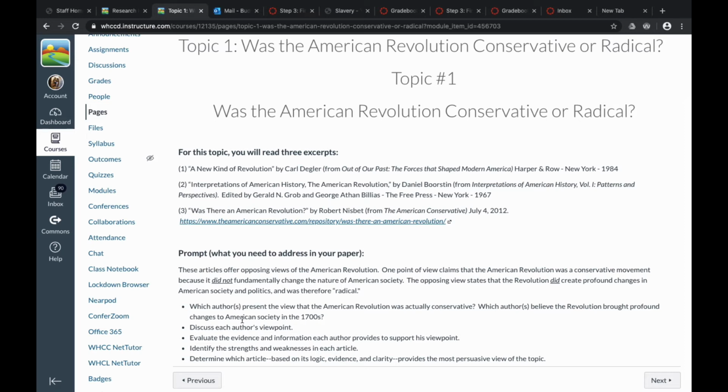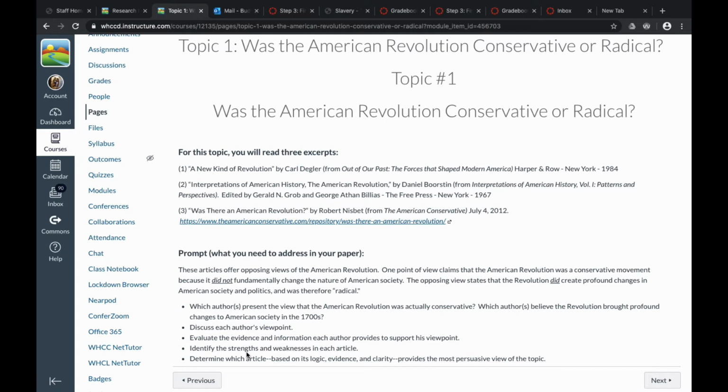Which author or authors present the view that the American Revolution was actually conservative? And then which author or authors believe the revolution brought profound changes to American society in the 1700s, or in other words, was radical? You need to discuss each author's viewpoint. You need to evaluate the evidence and information each author provides to support his or her viewpoint.